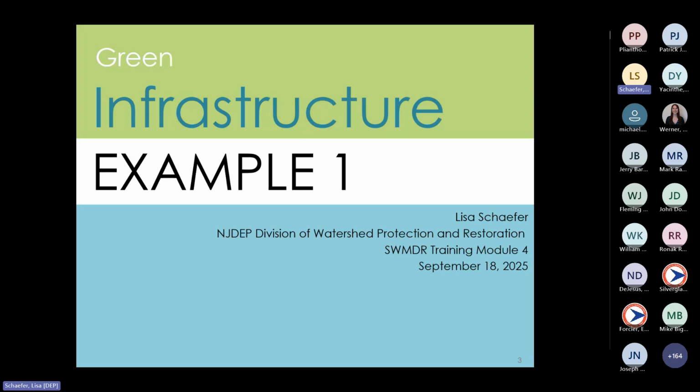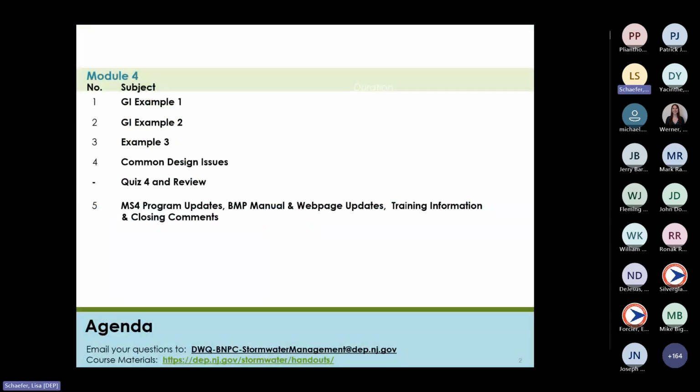Minor bobble. We're going to first provide two GI example plan reviews, and then that will tie together the material we've covered in previous modules. Then we're going to have another example that should be a fairly complete review of a project, followed by a summary where we go over the common design issues we often see. And of course, we will have another quiz.